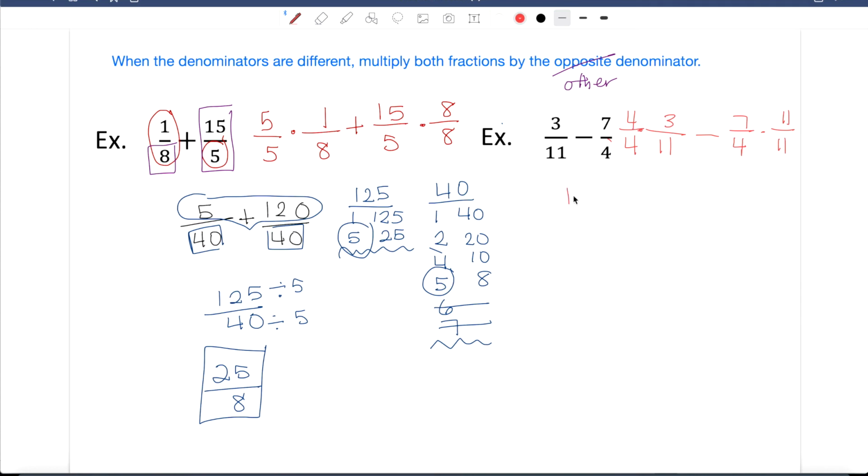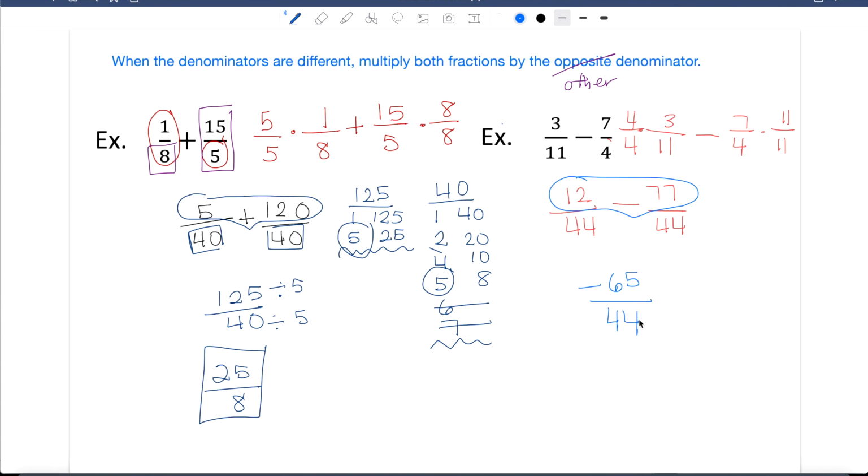Then go ahead and just multiply. 4 times 3 is 12. 4 times 11 is 44. Minus 7 times 11 is 77. 4 times 11 is 44. Now if you look, our denominator is the same. So when it's the same, you apply the first rule that we went over, which is to just work with the numerators and leave the denominator alone. So 12 minus 77 is negative 65. And you just keep the denominator when it's the same.